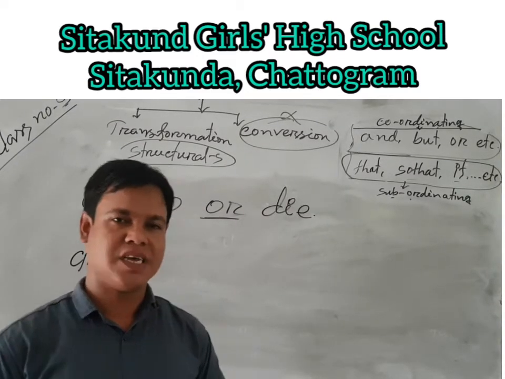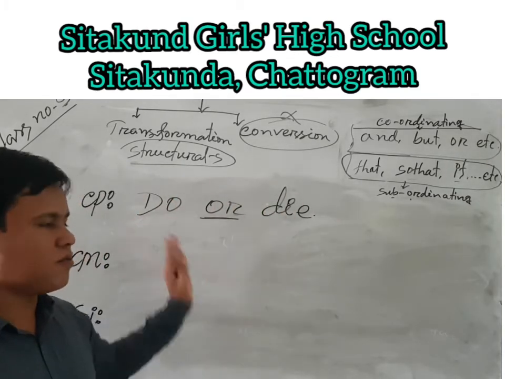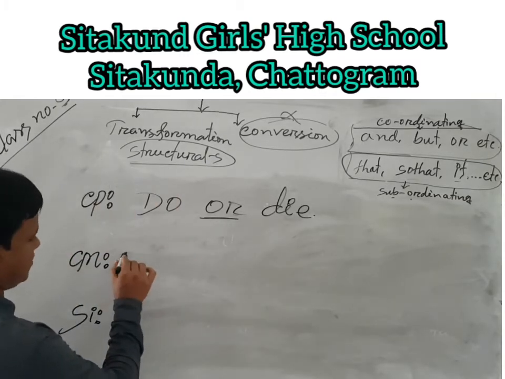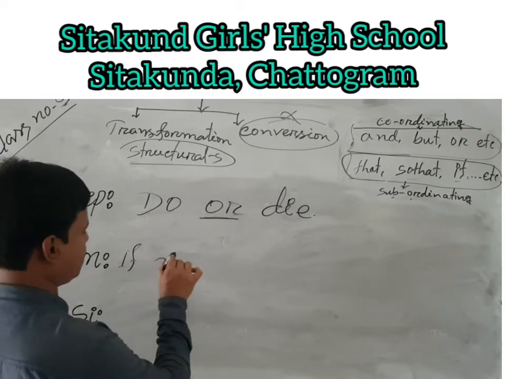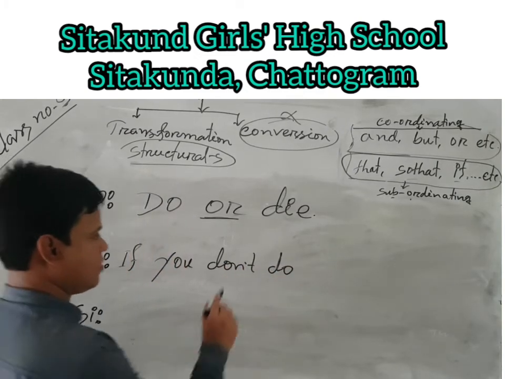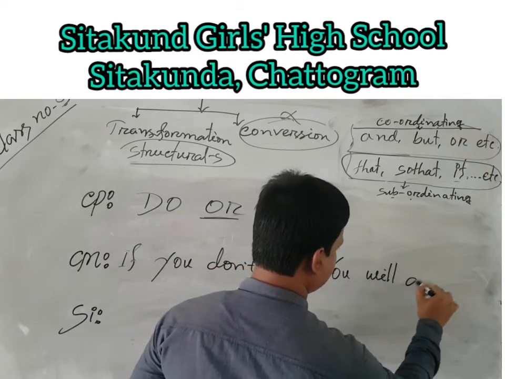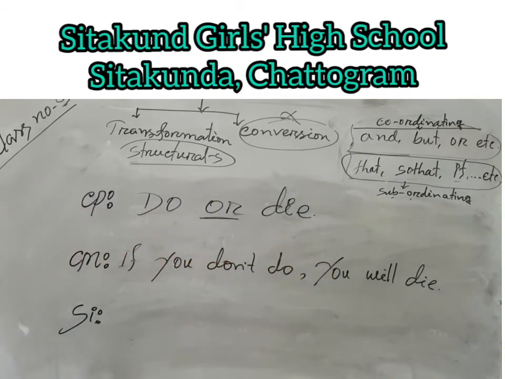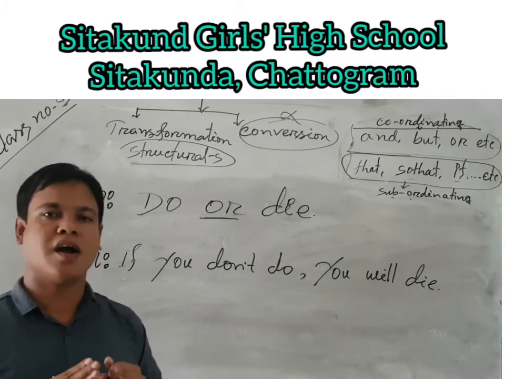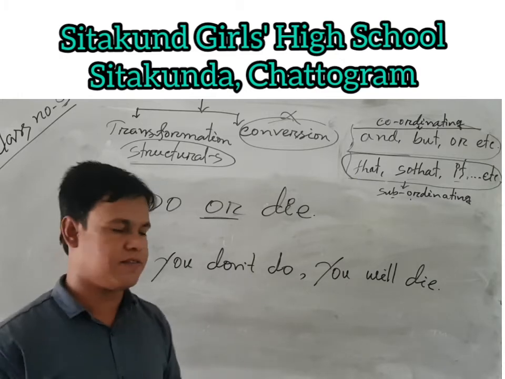Dear students, there is another example with or: do or die. That means do or you will die. If we want a complex, if you don't do, you will die, with the comma in place of or. Here we can use unless, but we can make complex in one way, with if or unless.